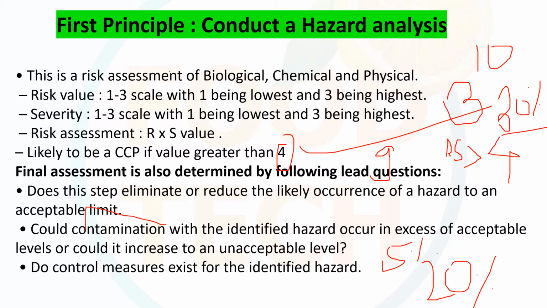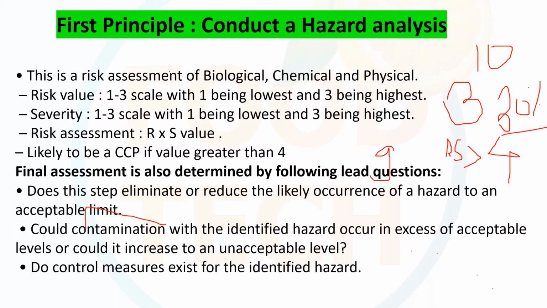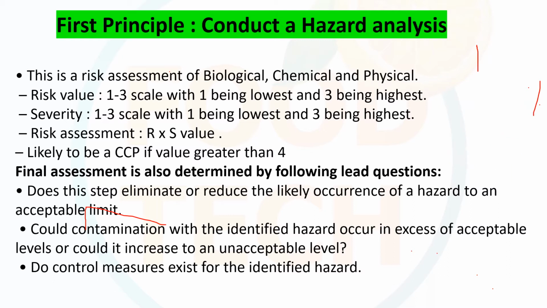And what are the measures? Do control measures exist for the identified hazards, how can we identify those, how can we counter those, and what measures are taken for this? So this was all about the hazards and hazard analysis, the first principle. I hope you have understood.